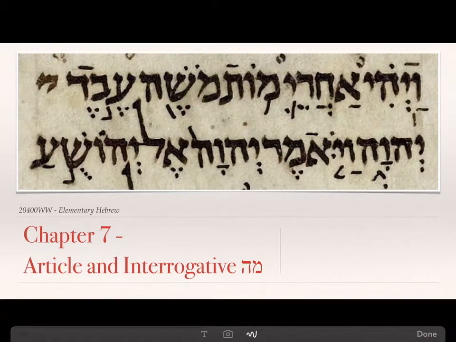In this chapter we looked at the definite article and the interrogative ma. Both of these prefixes, I guess so to speak, will point similarly. In the textbook on page 32 you can see a summary chart there, and really the only difference that we see between these two and their vowel pointing is in the last rule. The article is a little bit more complex.